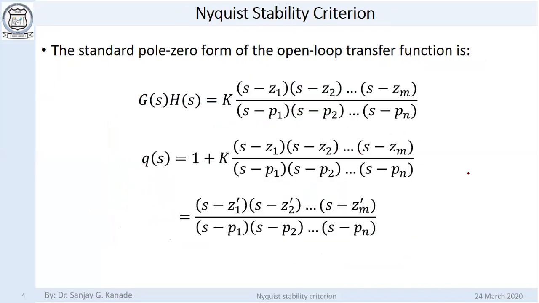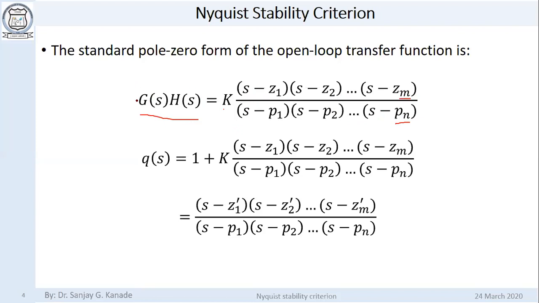Okay, now coming back to our Nyquist stability criterion, you have seen this representation G(S)H(S) many times. Do you remember this? G(S)H(S) is equal to K into (S minus Z1)(S minus Z2) to (S minus Zm), upon (S minus P1)(S minus P2)...(S minus Pn). What it means? There are M zeros and N poles in the G(S)H(S). G(S)H(S) is the open loop transfer function of the system.